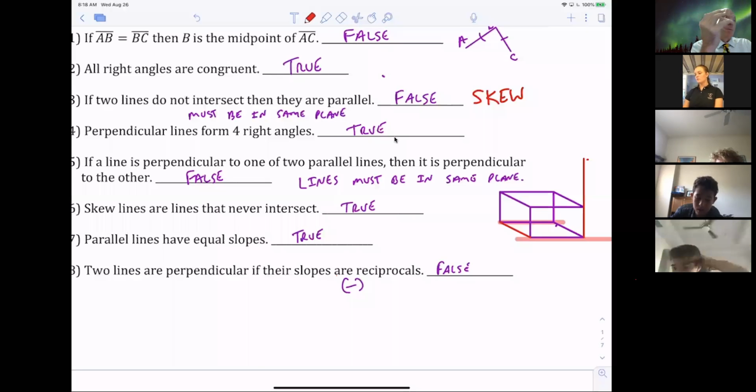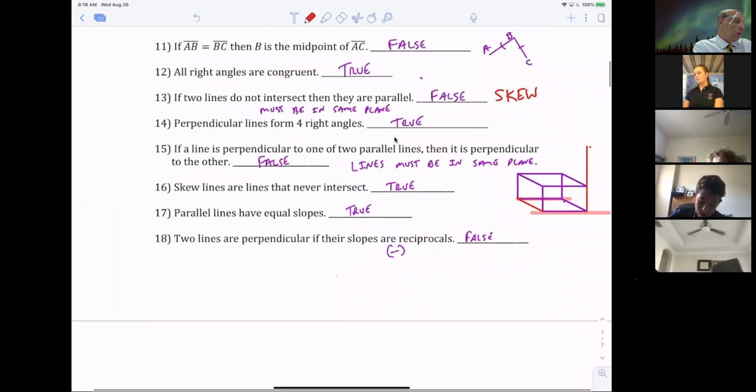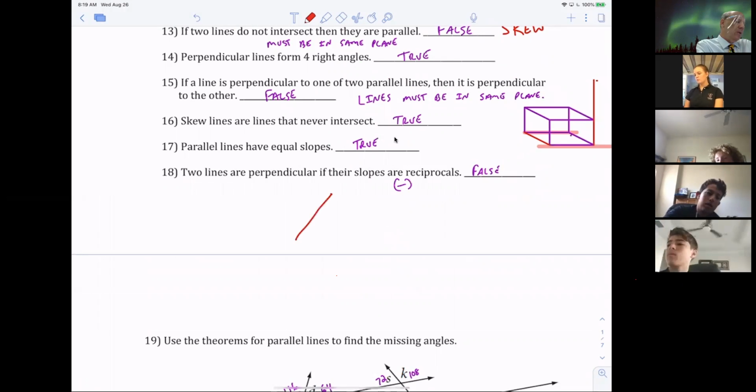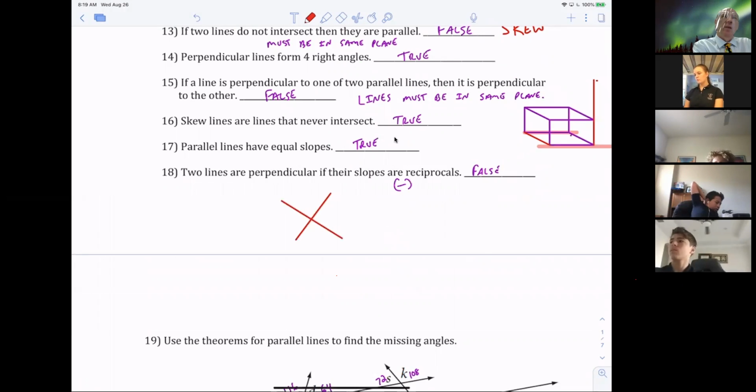All right. Yes, sir. Number 18. Two lines are perpendicular if their slopes are reciprocals. Now, if you remember from Algebra 1, the slopes are negative reciprocals. True? You can't draw perpendicular lines without their slopes being one positive, one negative, unless you drew them horizontal and vertical. But then one is undefined. Okay?